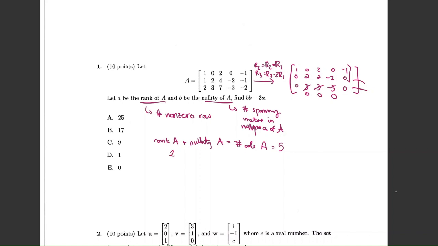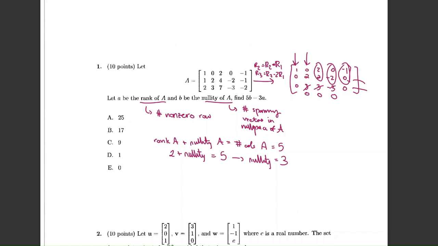So our rank is 2, and that means the rank plus the nullity is equal to 5, which means that the nullity is going to be 3. And you can also see that because the nullity is the number of spanning vectors. So here we have 2 pivot entries, and the other variables are free variables, so then you would have 3 spanning vectors to define your system.